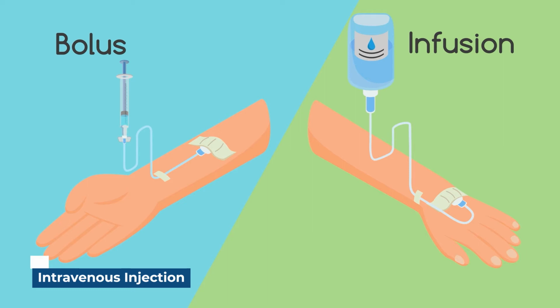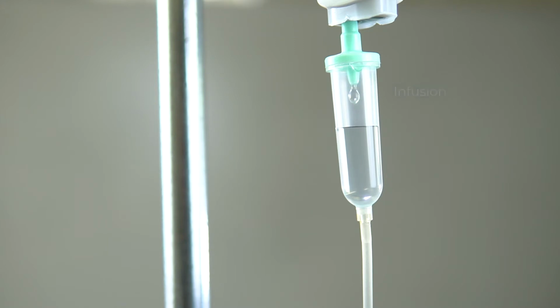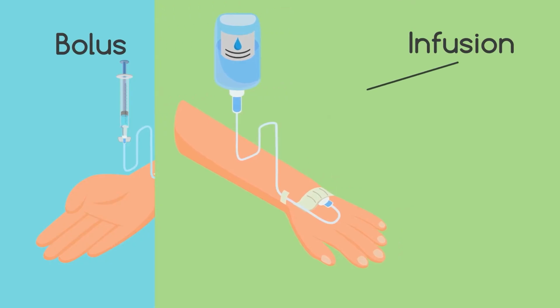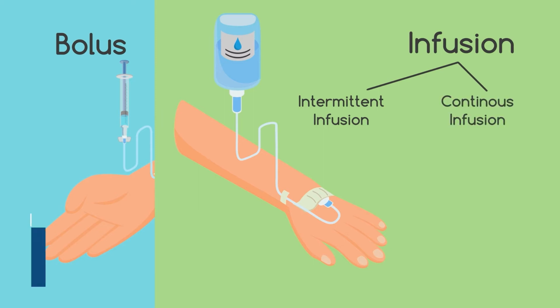Intravenous administration can be given in two different ways: bolus and infusion. When a drug is given all at once or over a short period of time, it's called bolus administration. On the other hand, if the drug is given into a vein over hours or days, it's called infusion. There are two types of infusions: intermittent infusion and continuous infusion.